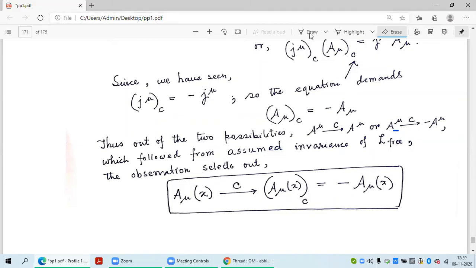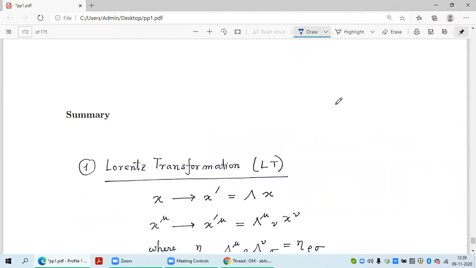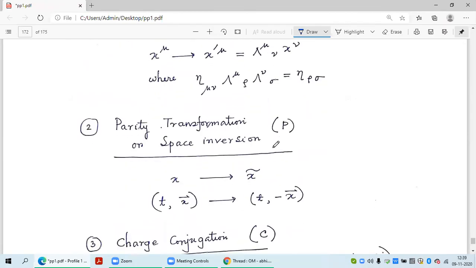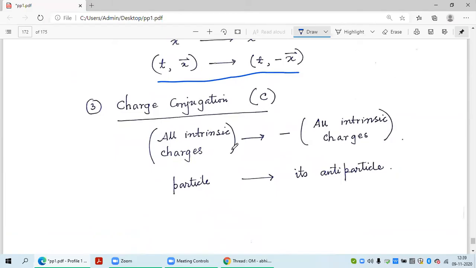Clear? Yes, sir. So now we summarize before ending today's class what we have done so far, a bird's eye view in 2 slides. We have studied 3 kinds of transformation so far. Lorentz transformation, which is a continuous transformation by this matrix. Parity transformation, which is this transformation. And charge conjugation transformation, which is this transformation. All intrinsic charges are made negative, or particle goes to antiparticle.